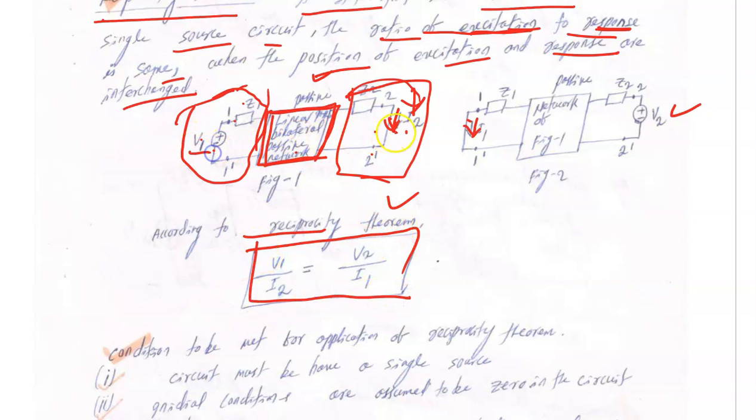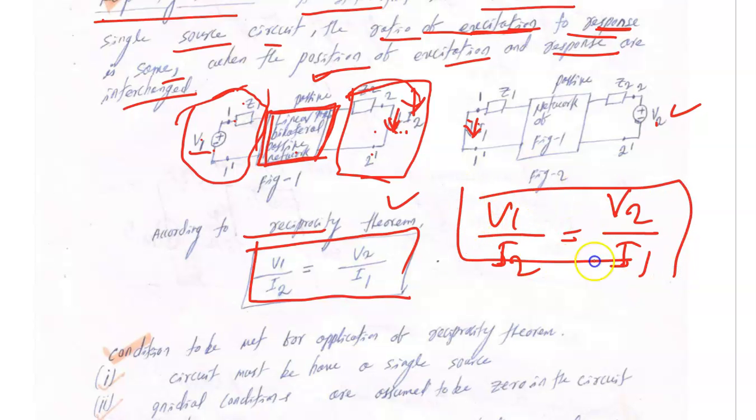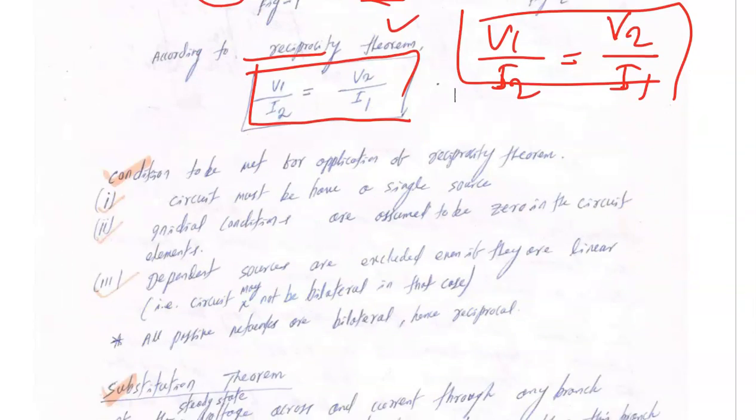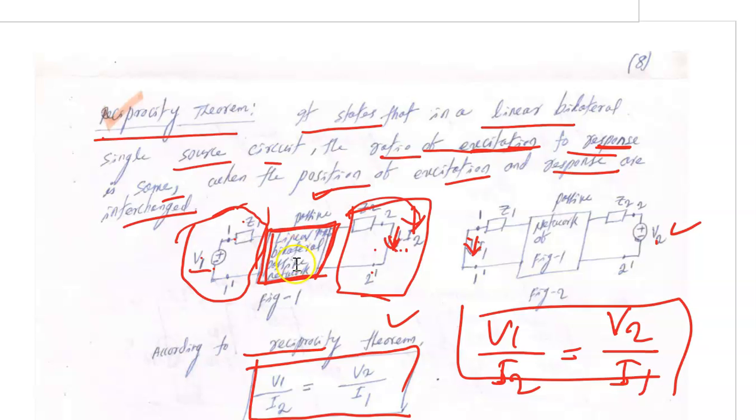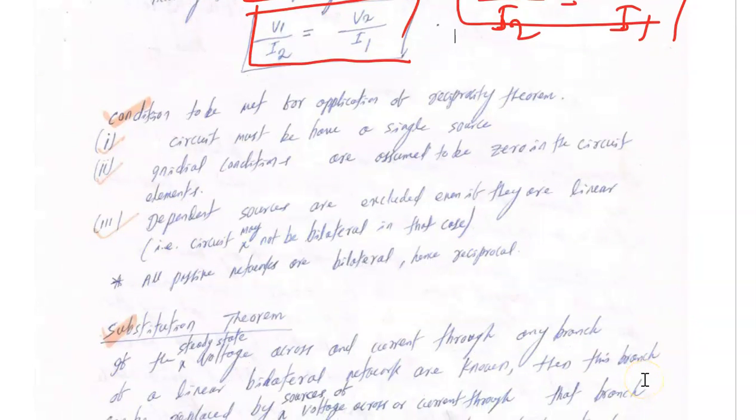First I connect V1, measure I2, that ratio is the same as if I connect a voltage source at the output port and measure the current at the input port, then that ratio will also be the same. And you should remember the network is the same as figure 1. So condition 2 we met for application of the reciprocity theorem.